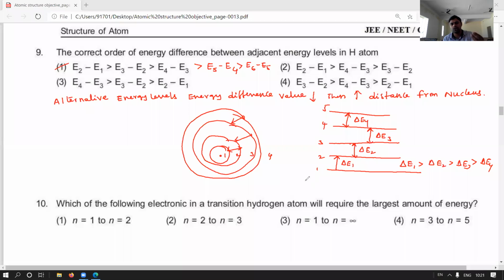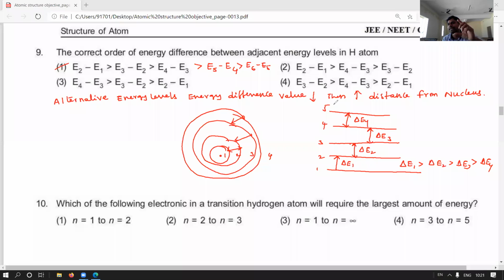So theoretically, if you want to calculate the energy differences between E1 and E2, E3 and E2, or E4 and E3, then always the E1 minus E2 value will be more when compared to E2 minus E3. In every energy level difference, how many lines are there? One only: the 1 and 2 difference, 2 and 3 difference, 3 and 4 difference, 4 and 5 difference, 5 and 6 difference, 6 and 7 energy difference, 7 and 8 energy difference.